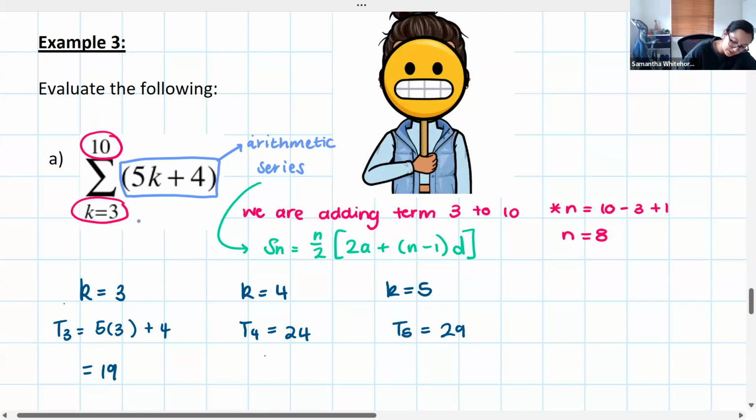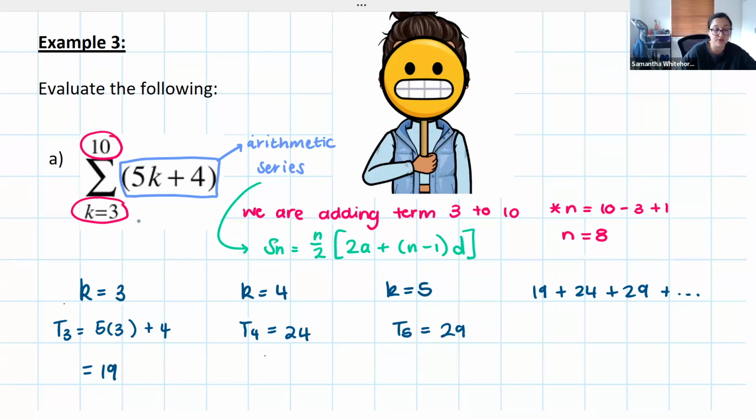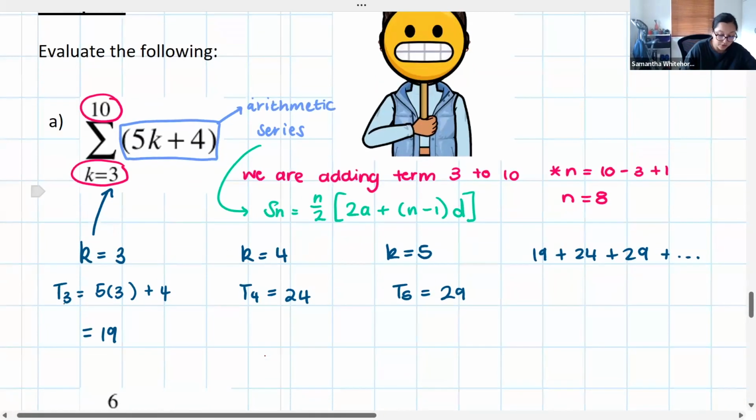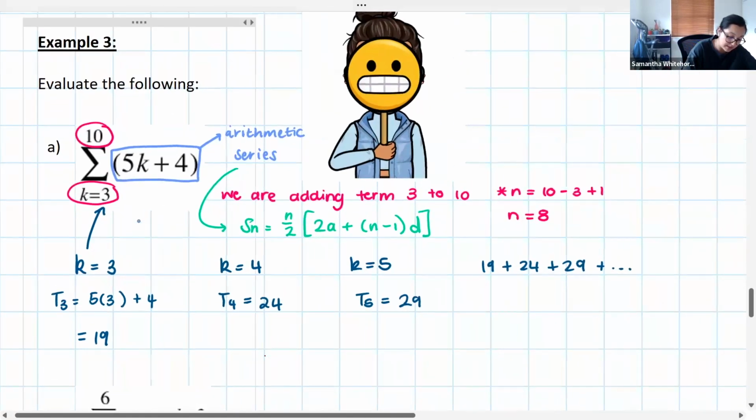So now I know I've got the series 19 plus 24 plus 29, and so on all the way up to the 10th term. So nothing has changed in what we do. We still substitute in to find the first 3 terms. We now just need to be very careful of where we start. But I've got all of this information, so I can substitute into my sum formula, exactly as I did earlier.